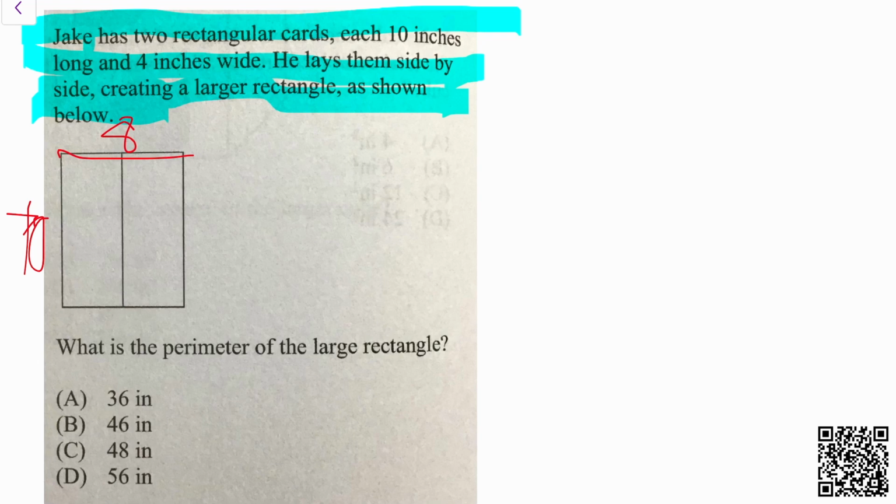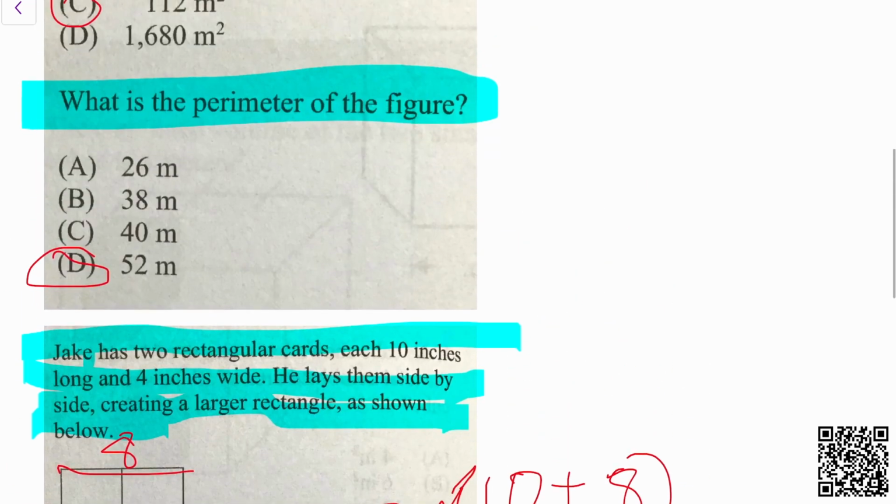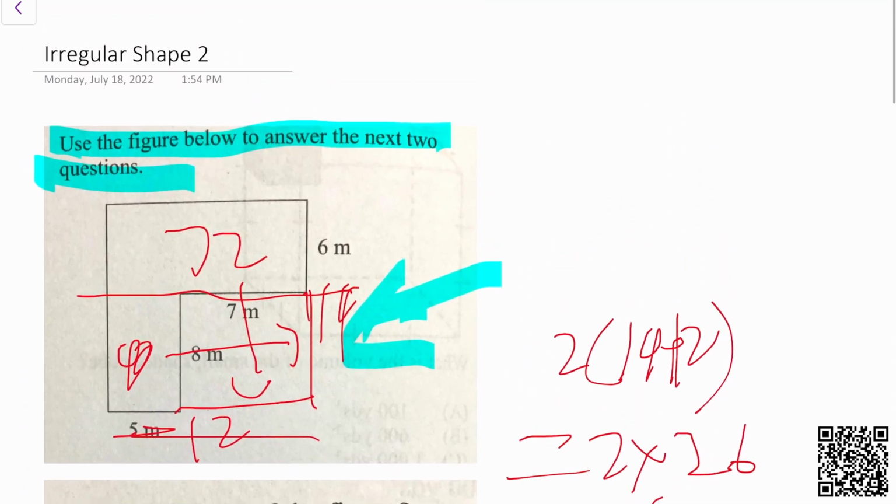So now it's basically just 2 multiplied by 10 plus 8. Or in this solution, you don't actually need this equation. You can actually just simplify it down. 10 times 2, 20. 8 times 2, 16. So it's just 20 plus 16.